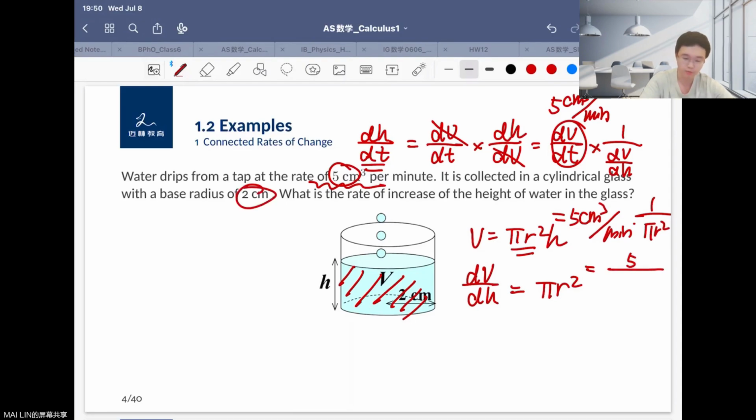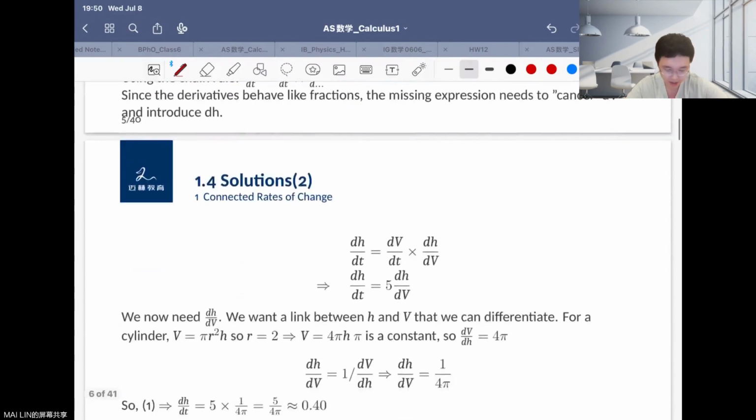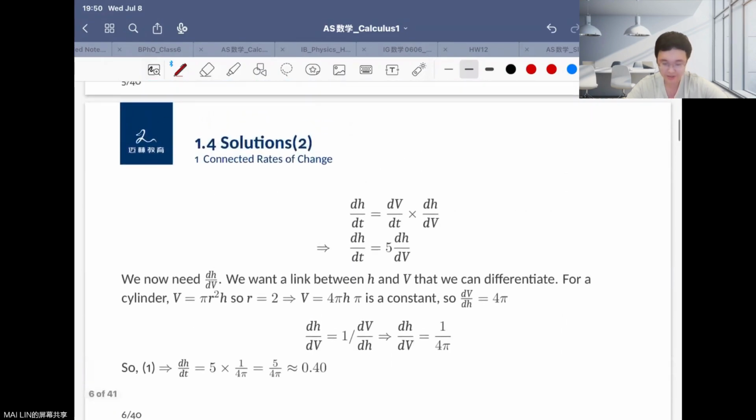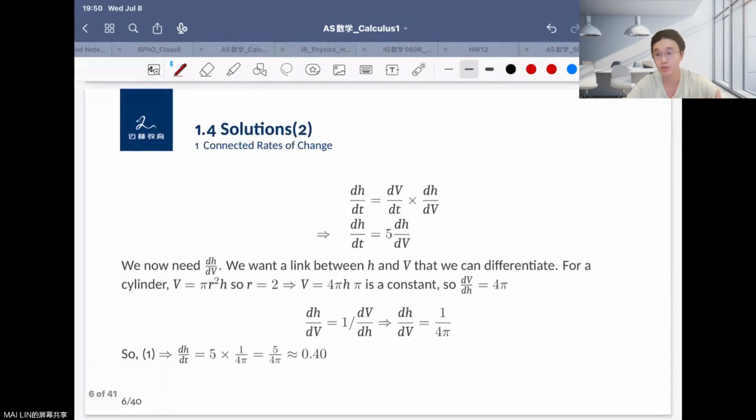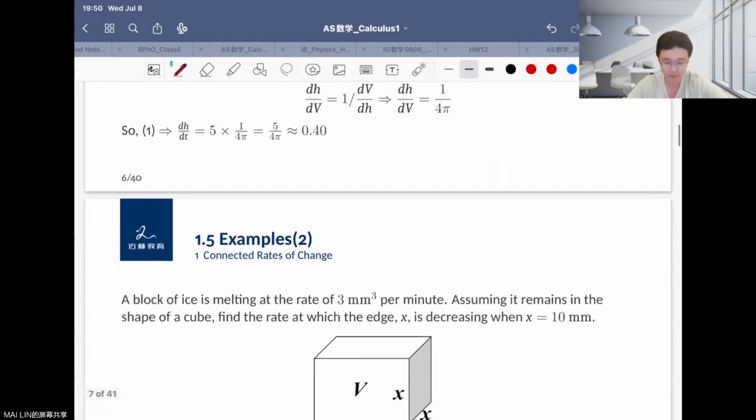Here, the radius is 2 centimeter, right? So it is 5 over 4 pi centimeter per minute. That is how we can calculate this problem, okay? You can take notes on this slide. I hope you can understand how to calculate the rate here. Also, here is the solution, so you can just pause the video and try to look through the solutions, just like what we have already calculated.